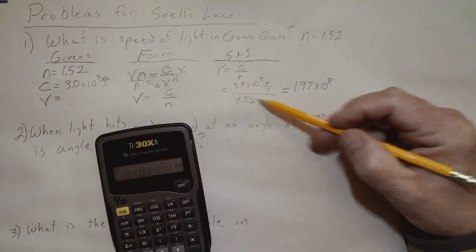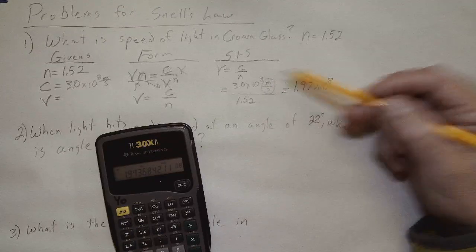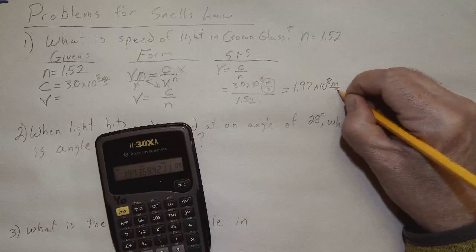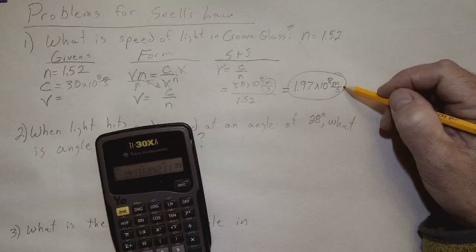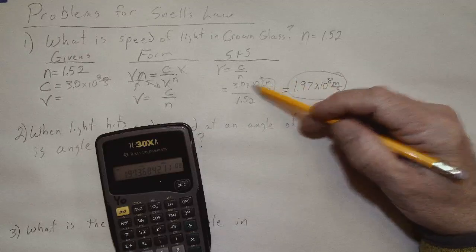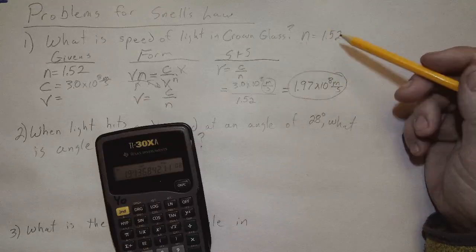Now, do we have some units? Remember, n is a unitless quantity, so we simply have these units which carry right over. And that's what we're looking for. 1.97 times 10 to the 8th meters per second. Slowed down quite a bit from your 3 times 10 to the 8th meters per second. So that is how to do that kind of problem.